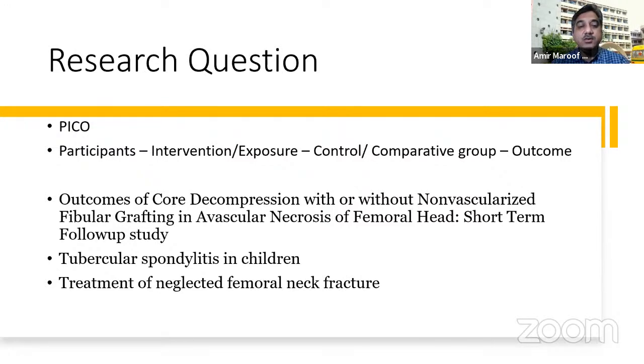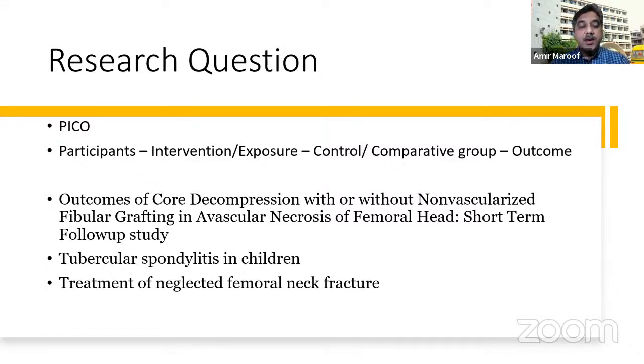Why is this correct? Because this is an observational study, a cross-sectional study. We just want to find out in children what is the prevalence maybe of tubercular spondylitis, how many children are suffering from tubercular spondylitis. So in an observational study, when it is not a comparative study, you can have only P and O, that is participants and outcome, not the whole PICO. I and C will come when intervention is there and when a comparator group is there.